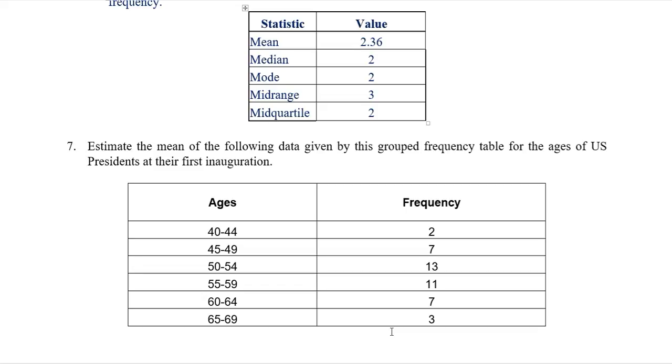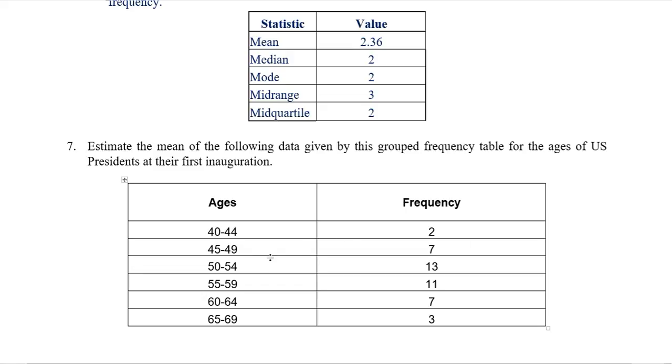Now, can we compute these measures? Well, the answer is we really can't. We've lost some data by grouping it together. We can't truly know, for example, what the minimum is, or what the maximum is, and so forth. And we can't really compute the mean. Now, what we can do, however, is give an estimate of the mean.